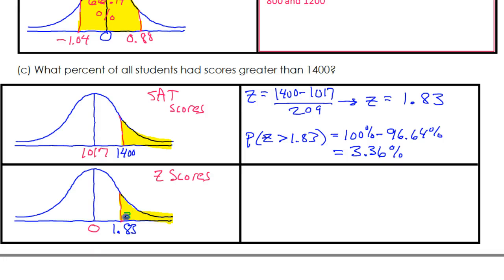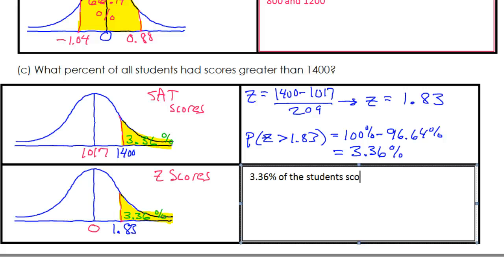So we've got our 3.36% of students above this Z-score. So that's the same thing here. 3.36% of the students are above 1400. All right? Anyway, let's go ahead and record our final answer as a sentence. So we would say 3.36% of the students scored above 1,400.